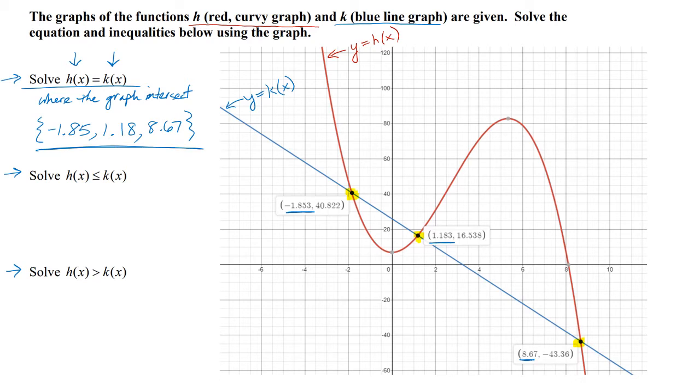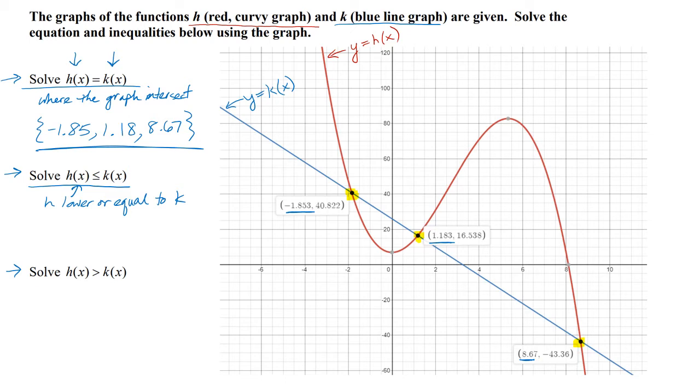Now to move on to solve h of x is less than or equal to k of x, remember we're still going to look at the two graphs, but we need to remember what we are looking for. Well, h of x, according to the statement, we want it to be less than or equal. Less than or equal means we want it to be lower or equal to k of x. So we want to examine the graph and think about where that occurs. Coming over here, we want to look at where h is lower or equal to k.